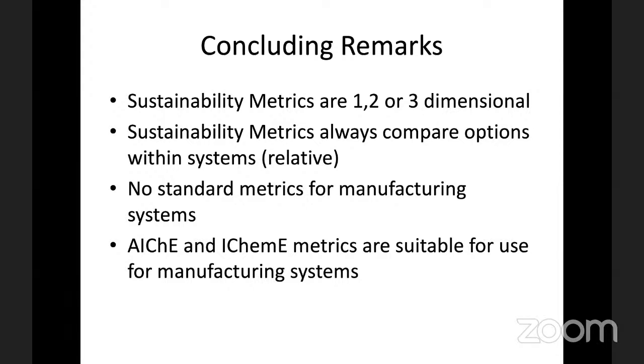So I gave a very brief and rough overview of the sustainability metrics. Sustainability metrics always compare options within systems. No standard metrics for manufacturing systems exist as of today, and AIChE and IChemE metrics are suitable for use in manufacturing systems.